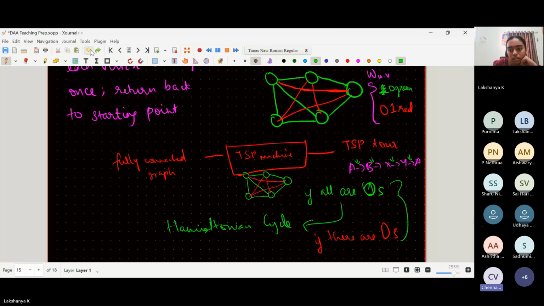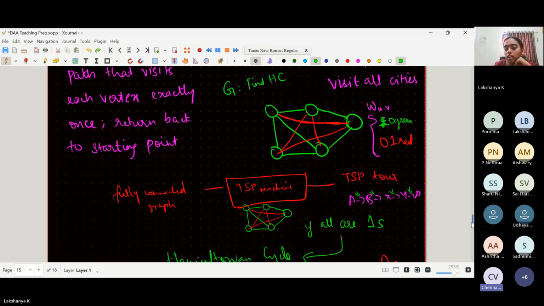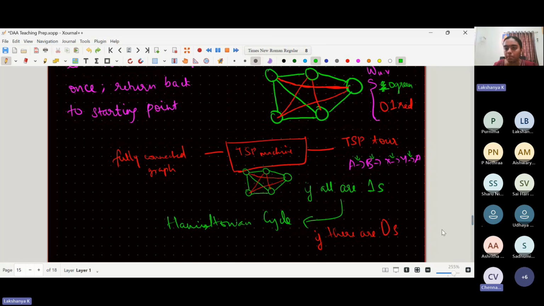Is it mandatory that it should be all zeros and all ones? Because there might be a route which uses some edges which are already there and some edges which you have created, right? That's what you mean, right? The cost of the tour should be less than or equal to k.